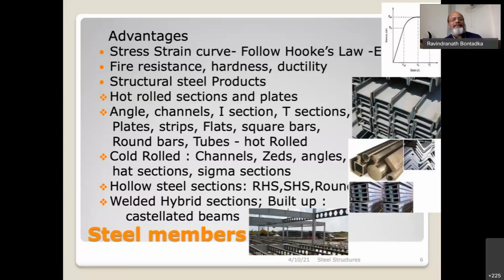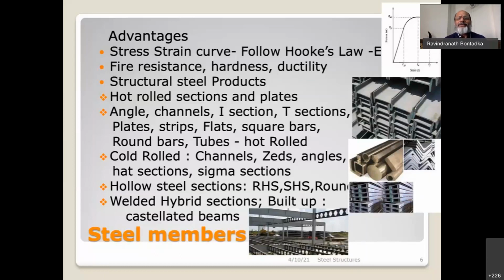We have various structural steel products which are available for use. As you can see here, we have hot rolled sections and plates of different sizes. Hot rolled sections, we get angles, channels, I sections, T sections, the plates, the strips, flats. So there are all these things, round bars, tubes, hot rolled, all those things that you can see on screen here.